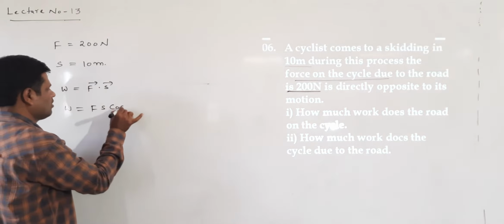Second one, what is being asked here? How much work does the cycle do on the road? What is given here? Force acting on the cycle due to road is given. Similarly, force acting on the road due to cycle is also 200 Newton. According to Newton's third law, every action has an equal and opposite reaction. Means the road applies a force on the cycle of 200 Newtons. In a similar way, the cycle also applies a force on the road of how many Newton here?